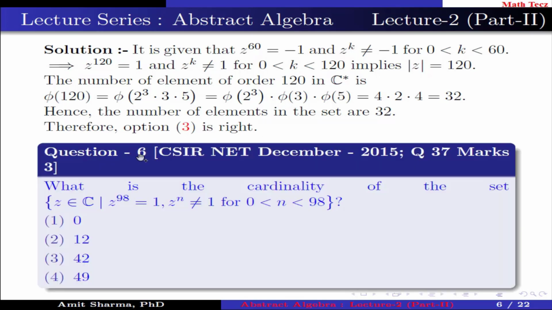Question number 6. This question was asked in the CSIR NET December exam in 2015. What is the cardinality of the set of Z belonging to complex numbers such that Z raised to the power 98 equals 1, Z raised to the power n not equal to 1 for 0 less than n less than 98? Option 1: 0, option 2: 12, option 3: 42, option 4: 49.